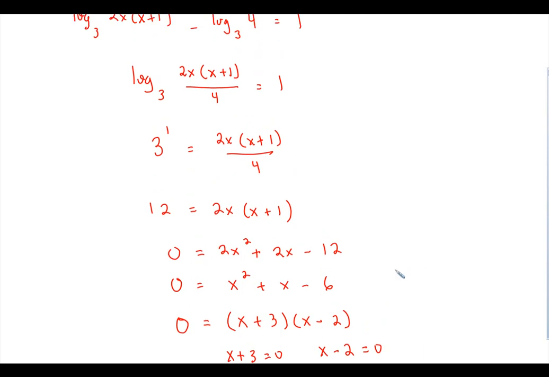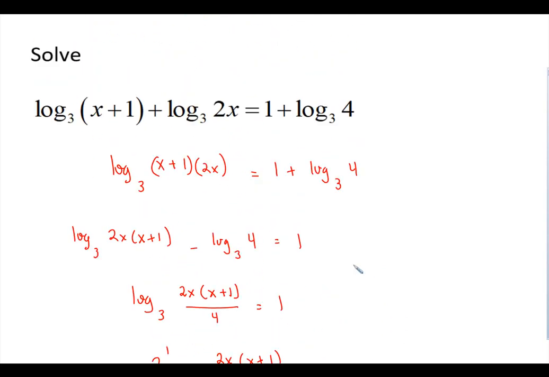If you go back to the original problem, remember, we have to plug in these values. For example here, if I plug in negative 3 for x, this will give me log base 3 of negative 2. Now remember, this is undefined. This value here cannot be 0 or negative. So if you have a negative here or 0, that means we need to reject this solution. So we know that negative 3 needs to be rejected.